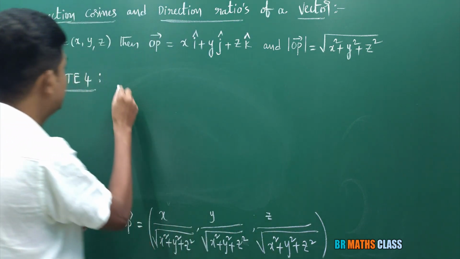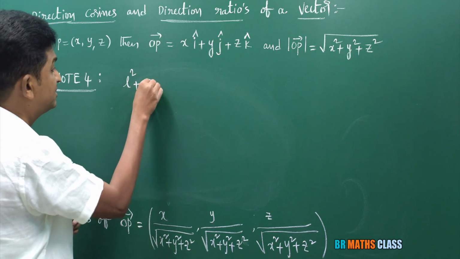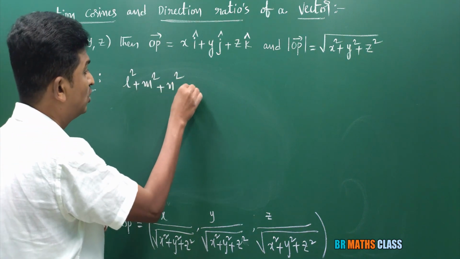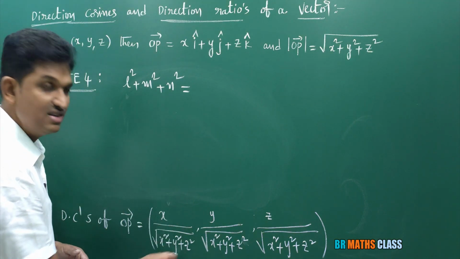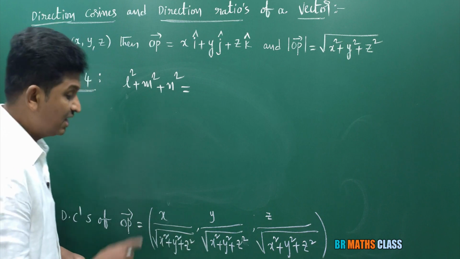If you observe this L square plus M square plus N square value, what is L? L is cos alpha. This is L. This is M. This is N. L square.